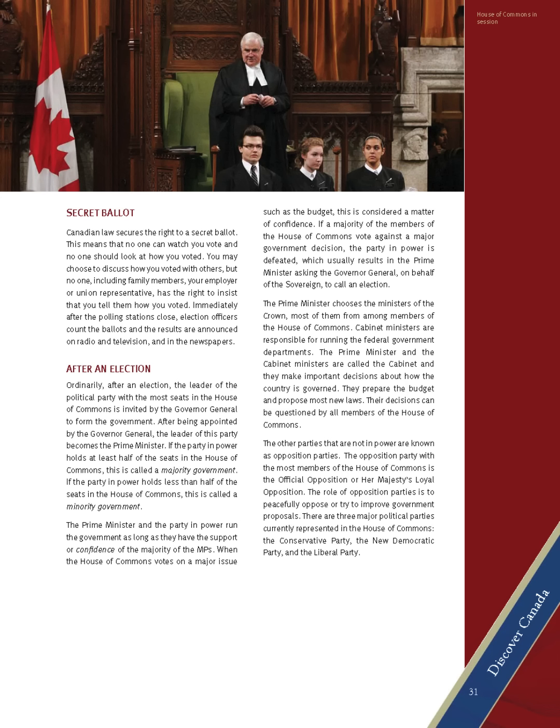The other parties that are not in power are known as opposition parties. The opposition party with the most members of the House of Commons is the official opposition or Her Majesty's Loyal Opposition. The role of opposition parties is to peacefully oppose or try to improve government proposals. There are three major political parties currently represented in the House of Commons: the Conservative Party, the New Democratic Party, and the Liberal Party.